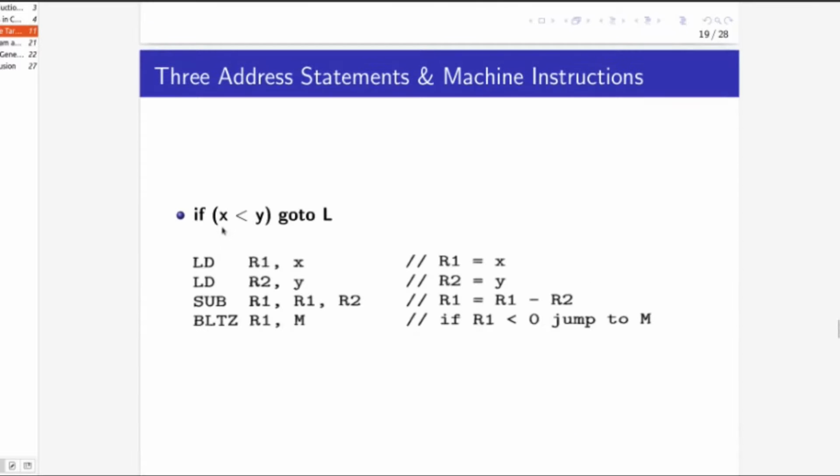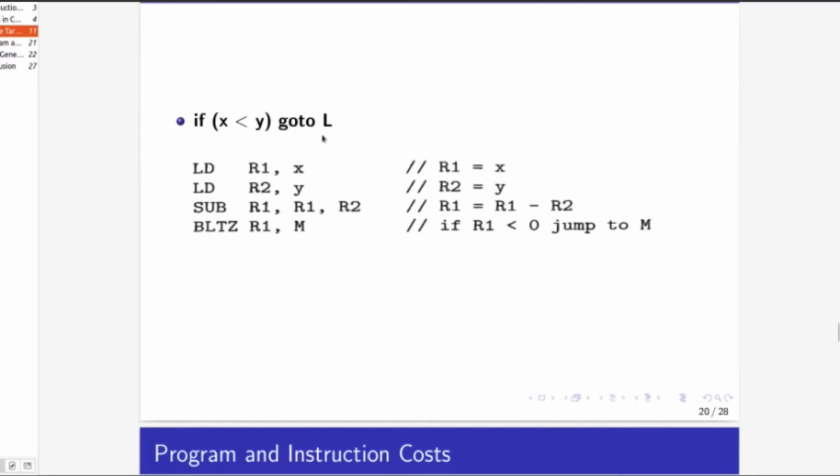Then look here: if x less than y, go to L. It is a conditional branching. So how will we do the assembly? Load x into R1, load y into R2. So R1 and R2 contain x and y. Then subtract R1 comma R2. That means we are subtracting R2 from R1, that means R1 is equal to R1 minus R2.